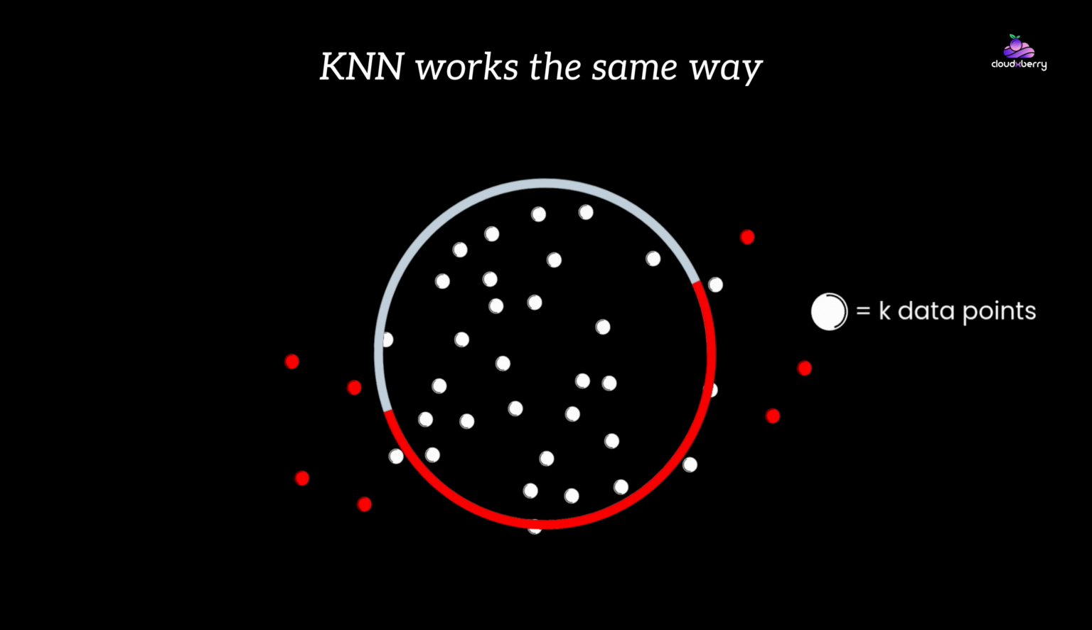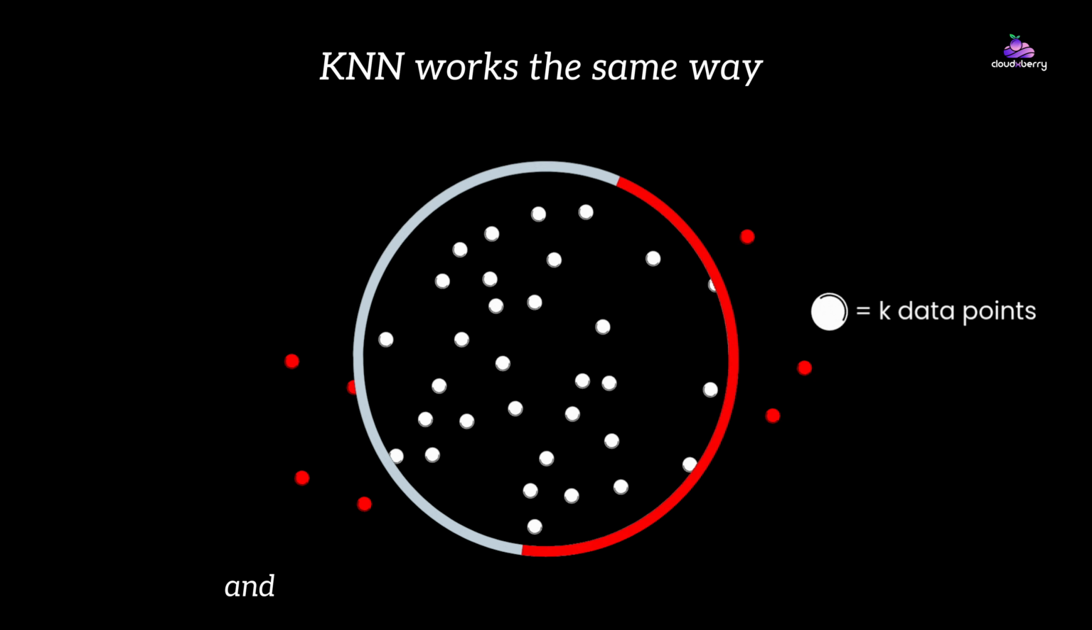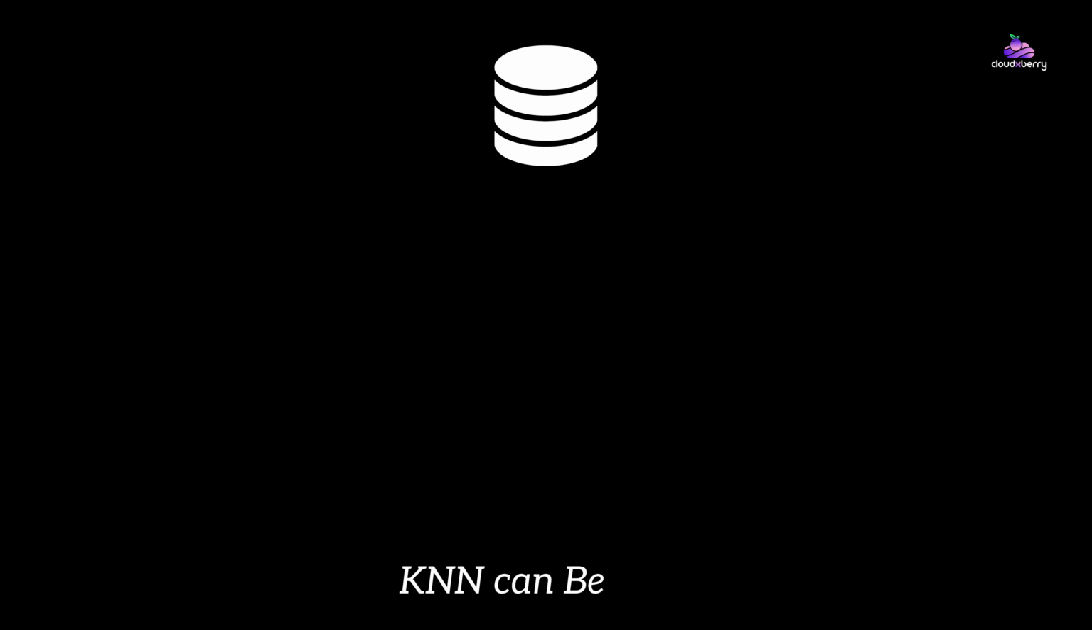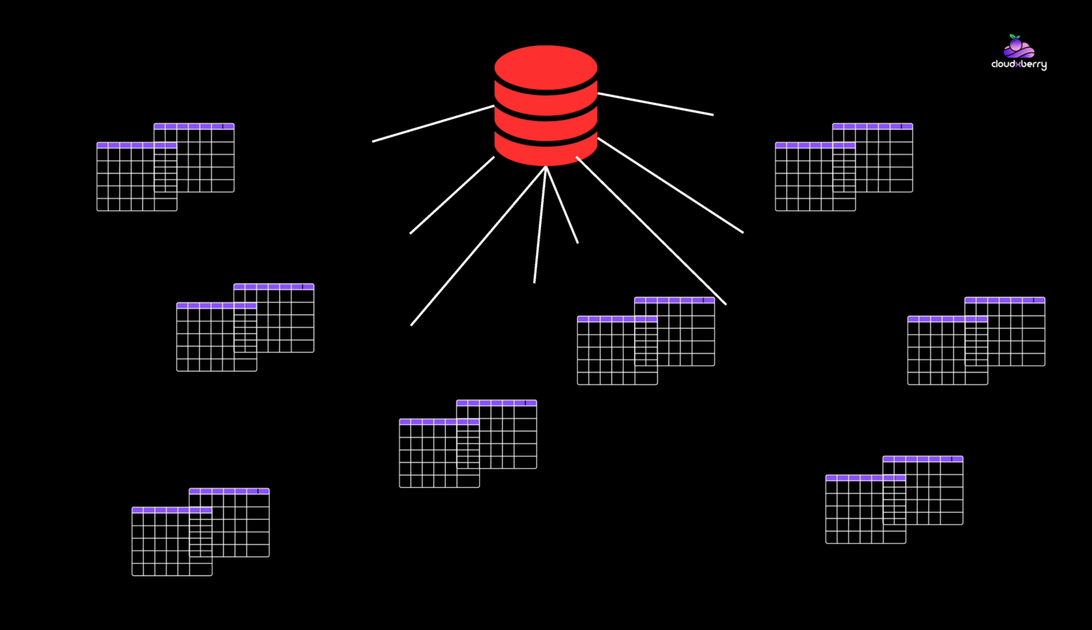KNN works the same way. When a new data point comes in, it looks at the closest K data points and assigns the most common label among them. While it's easy to understand, KNN can become slow with large datasets because it needs to calculate distances for every prediction.